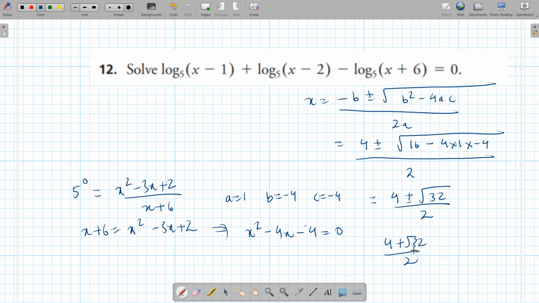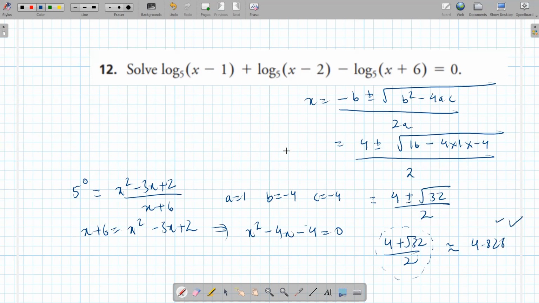And one of them could potentially be invalid in the domain of the question. So this one is, you want to leave your answers in exact form, okay? So this is 4.828, just to check if it's in the domain. Yeah, this one is good.